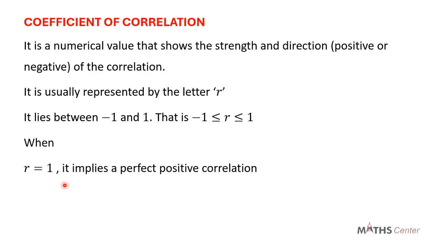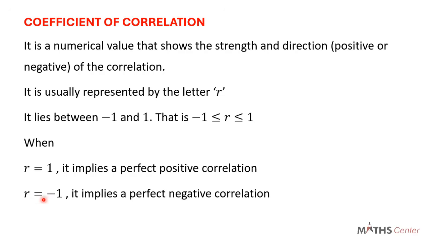When r is equal to 1, it means that the data has a perfect positive correlation. If r is equal to -1, what it means is that the relationship that exists between the data points is negative and is perfect. It is a perfect negative correlation. And when r is 0, it means that there is zero correlation. There is no correlation at all.